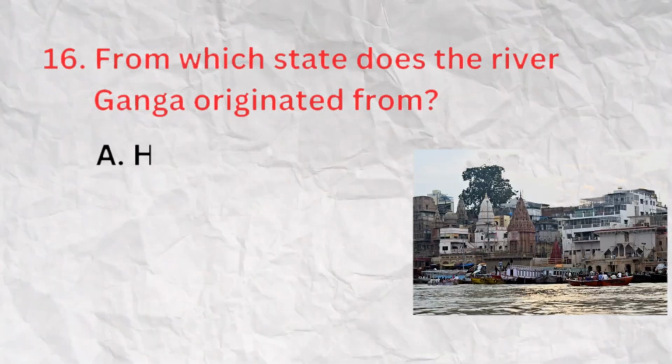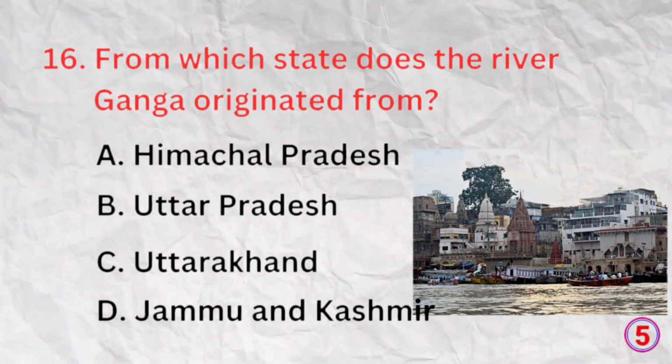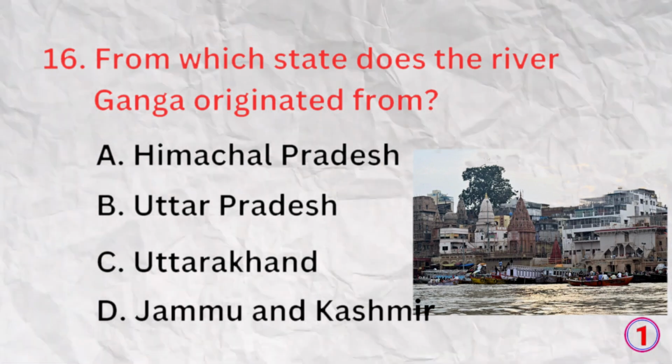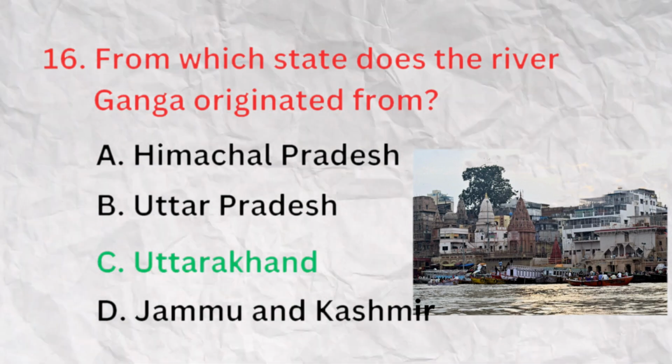From which state does the river Ganga originate? The correct answer is option C, Uttarakhand.